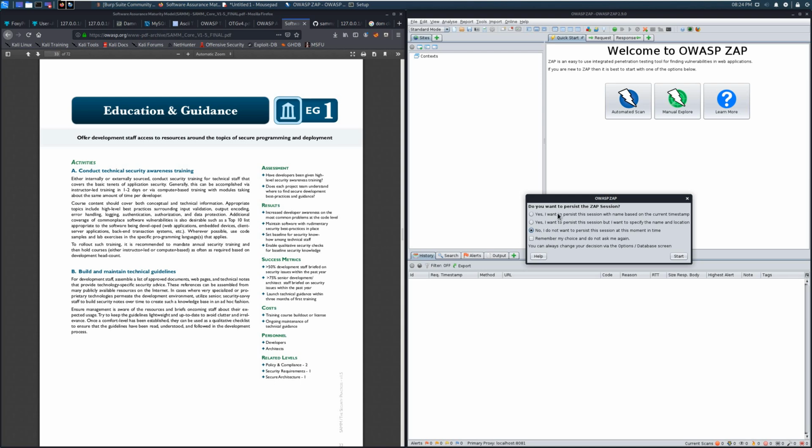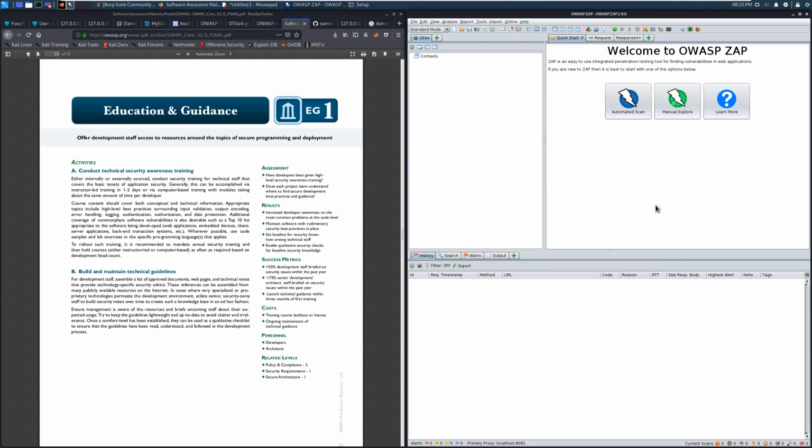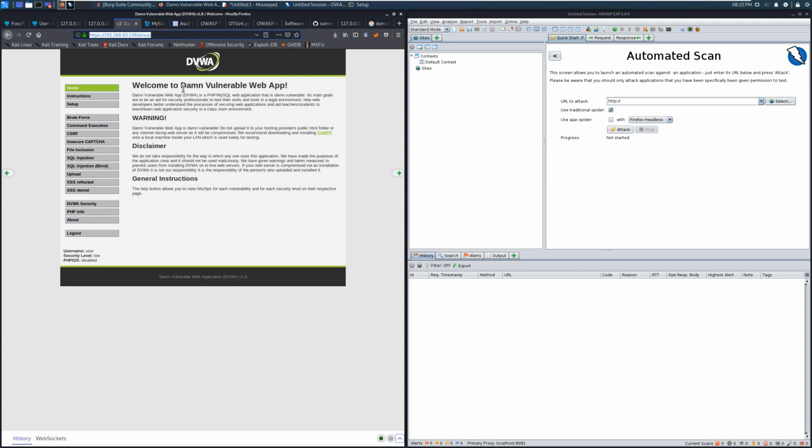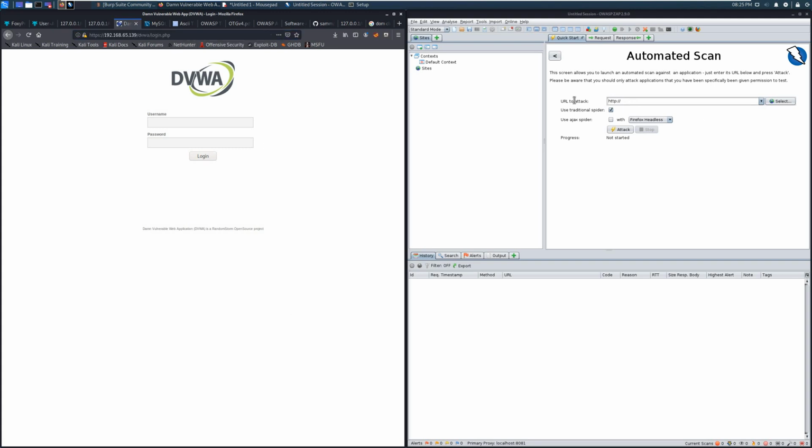So here it just asks you, okay, do you want to persist this session? Well, this is just going to be a quick demo, so no, I don't want to persist it. And as I said, the cool thing about this tool is how easy it is to use. So let's say that you want to do an automatic scan of some application. I will just scan DVWA. Okay, let's say I will take the URL, yeah, we can remove the login PHP, and you just hit the attack button, and that's all you actually need to do. If you hit the attack button, two things will happen.